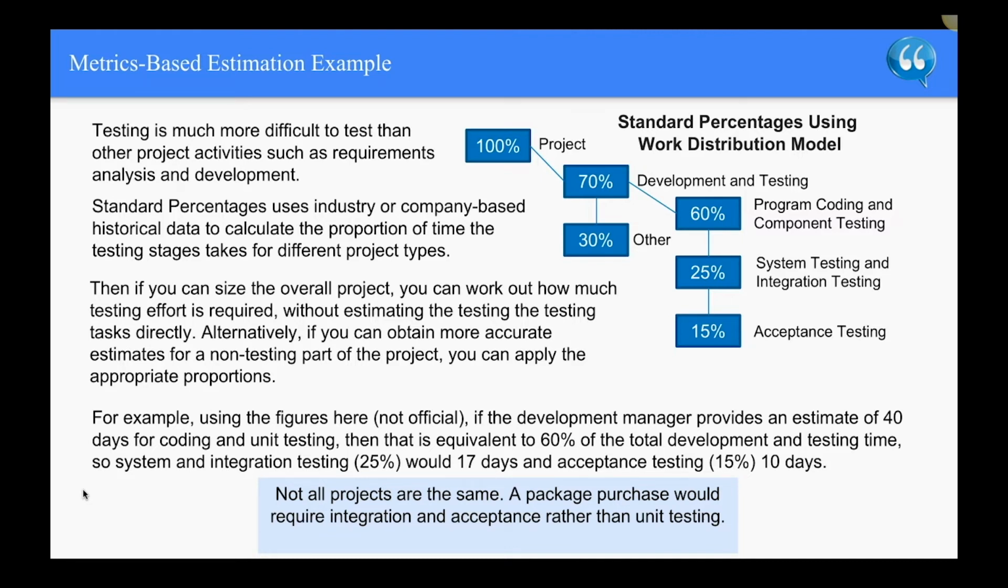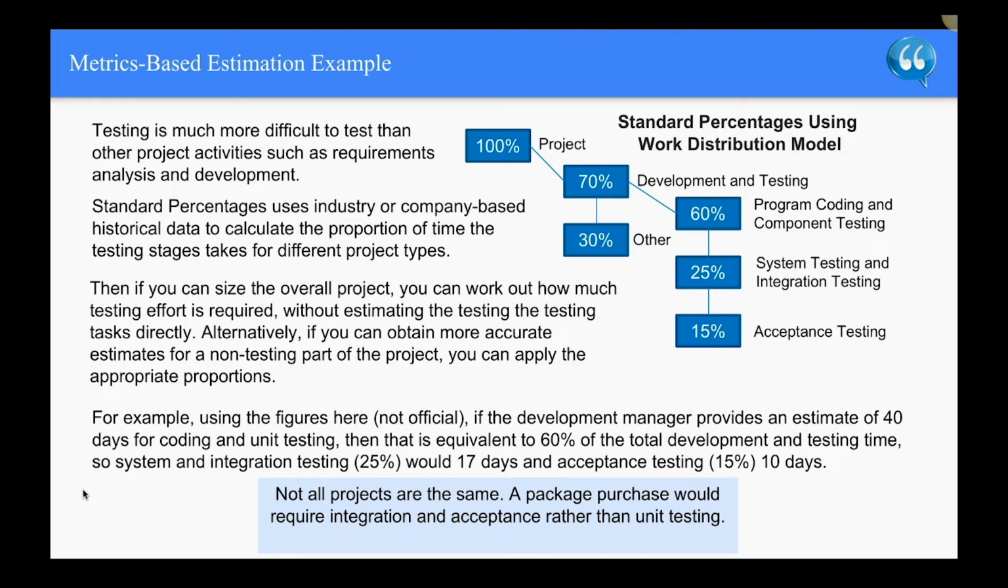Alternatively, if you can obtain more accurate estimates for a non-testing part of the project, you can apply the appropriate proportions. For example, using this figure here, which is not official by the way, if the development manager provides an estimate of 40 days for coding and unit testing, then that is equivalent to more or less 60% of the total development and testing time.